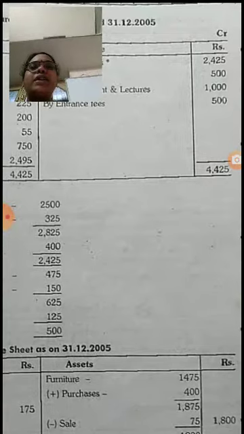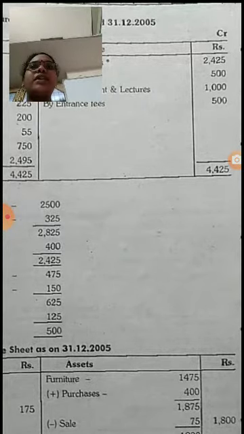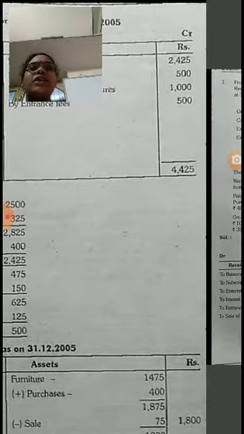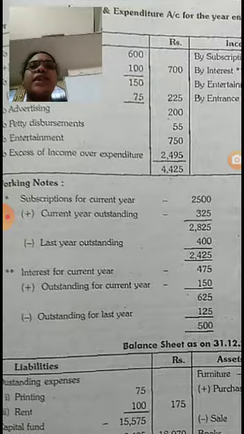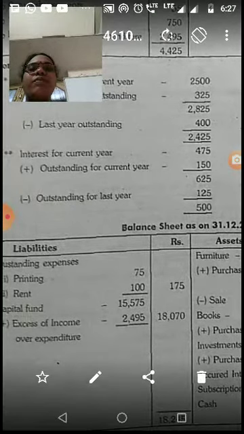By entertainment and lectures 1000. This 1000 is given in the problem. Next, by entrance fees 500 is given in the problem. Adjustment. So here the total of the credit side is 4425. Next we have to reduce the credits from debit. So the excess of income over expenditure is 2495.